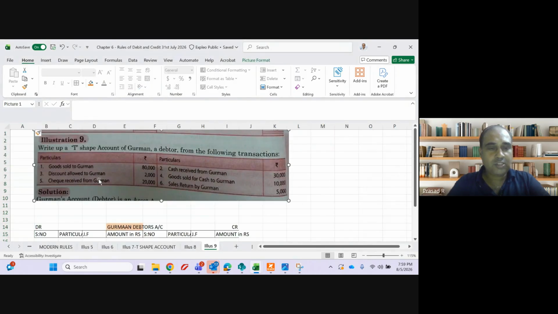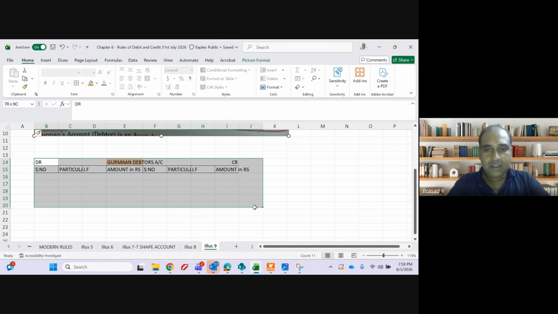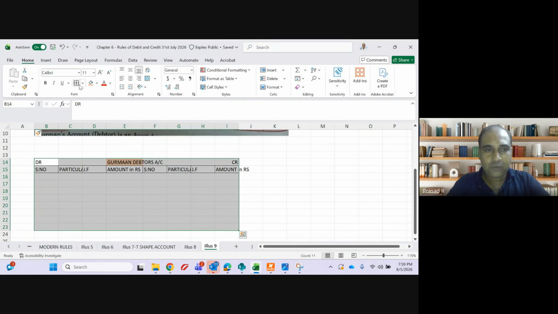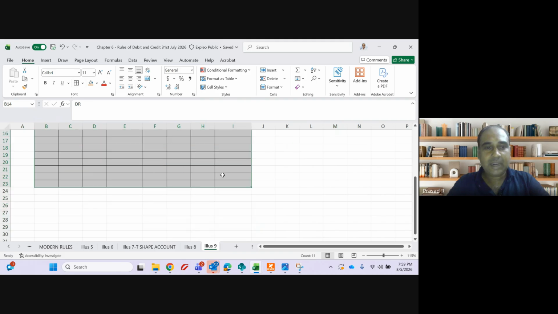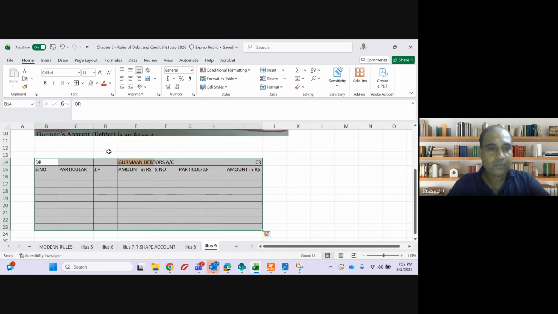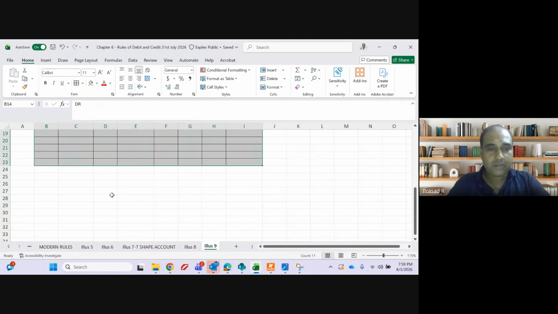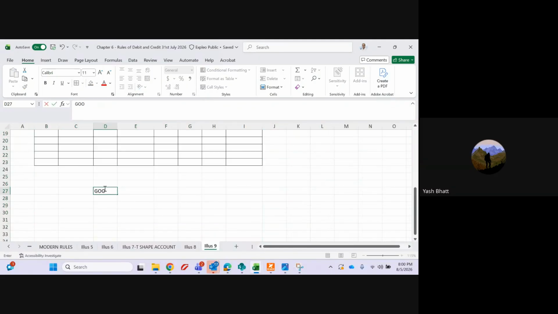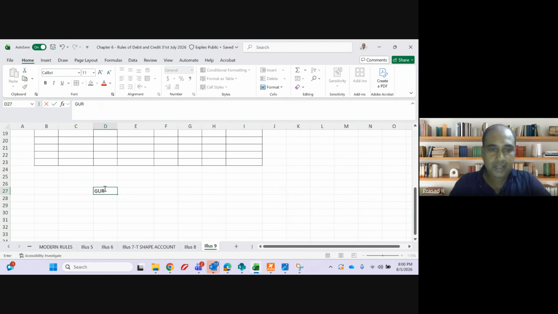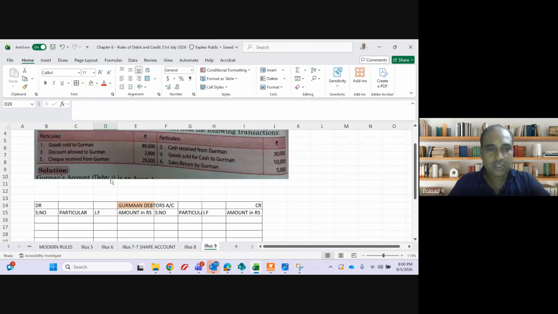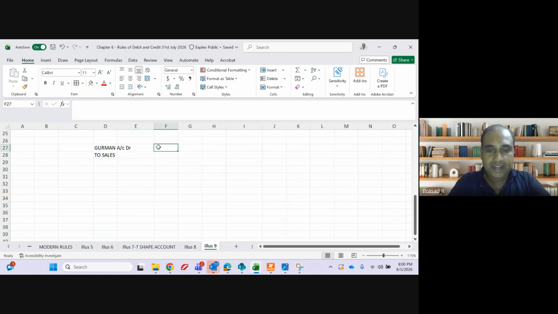First transaction: goods sold to Gurman. We'll first journalize the transaction only for your understanding so that we get a grip on journal entries also. Goods sold to Gurman: Gurman account debit to sales account. Logic, what is the logic, guys? Logic is most important. The entry is correct, but we go with logic.